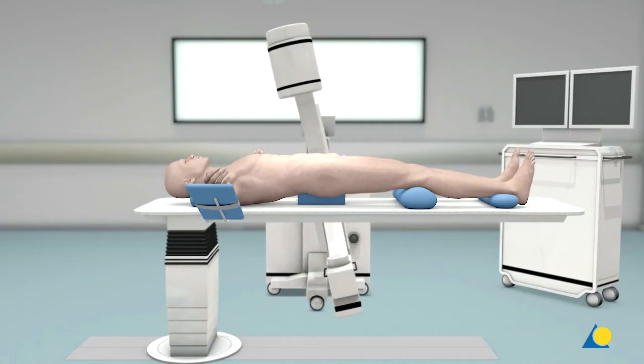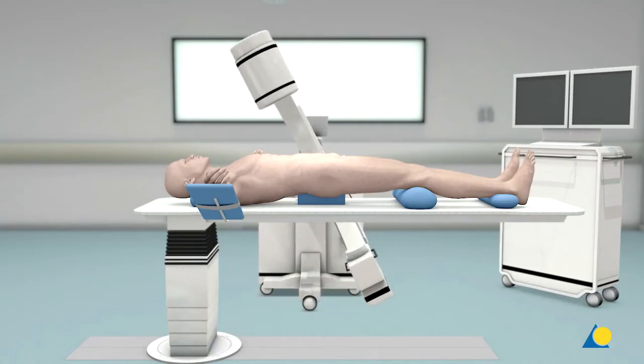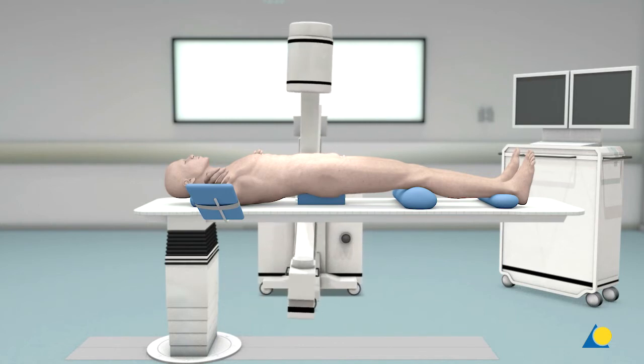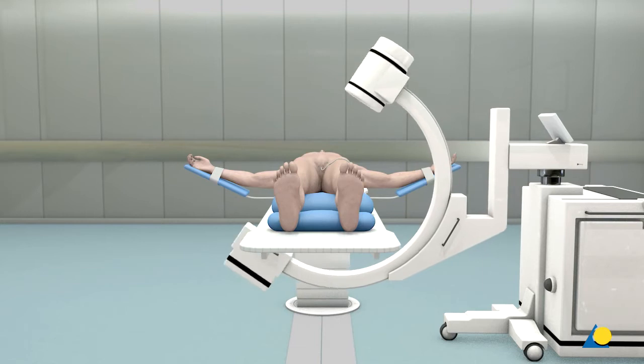The posterior pelvis must be well visualized in all views. If it is not, the percutaneous insertion of screws is not feasible.